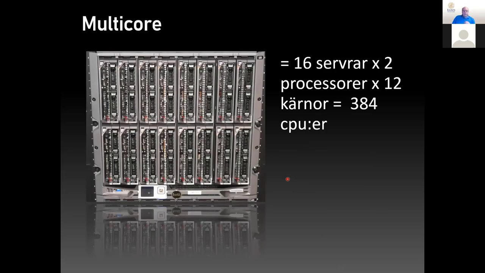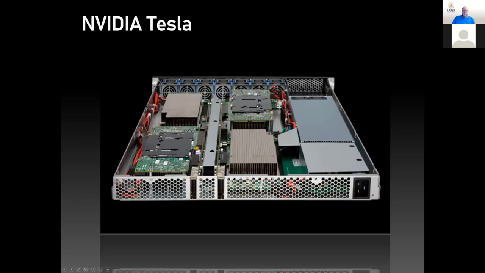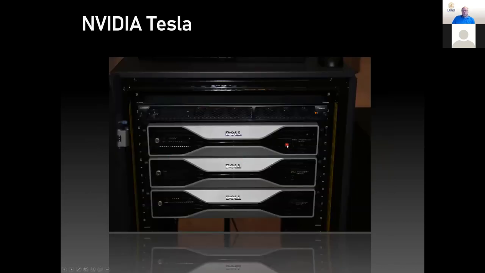This is a typical server on our clusters. This is a special blade chassis here, and this is one server. There are 16 servers in total, and each server has two processors. I think we have 20 cores, so it's a bit more now, actually. This is old, but 384 CPUs in a single chassis like this. This is also something we have a lot of in the computer room. These are Tesla computers, so these are graphics cards in a rack for computing. We also have graphics workstations built into the computer, so you can actually do graphics on our computers.